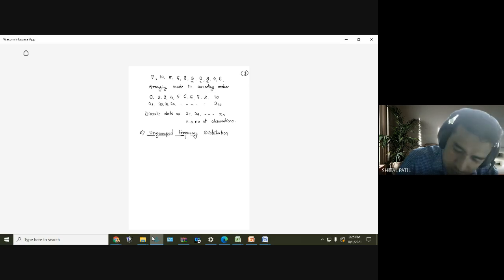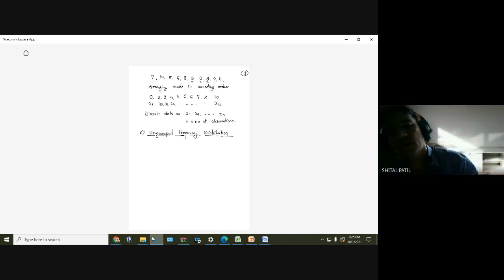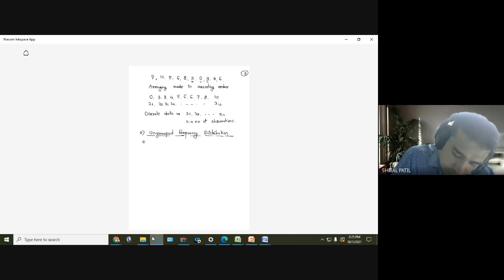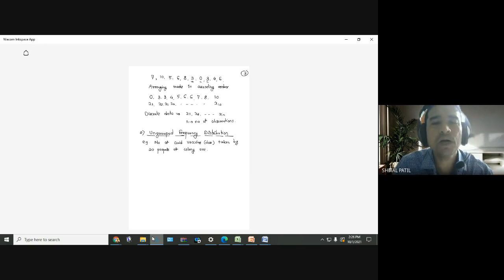Right, ungrouped frequency distribution. So, right, for example, number of COVID vaccine doses taken by 20 people of a colony. So what we are writing now, say person number 1, how many COVID doses he has taken.